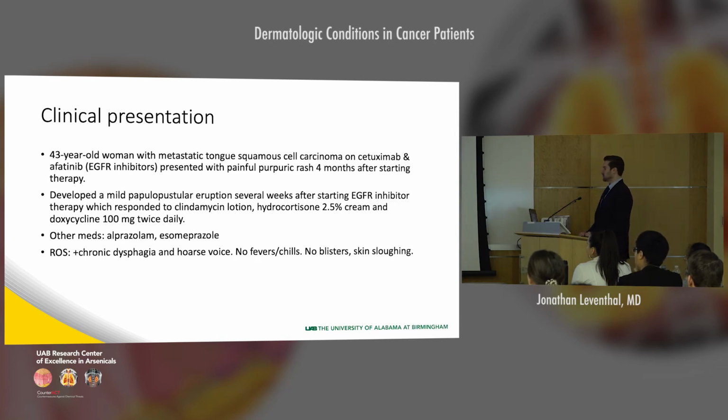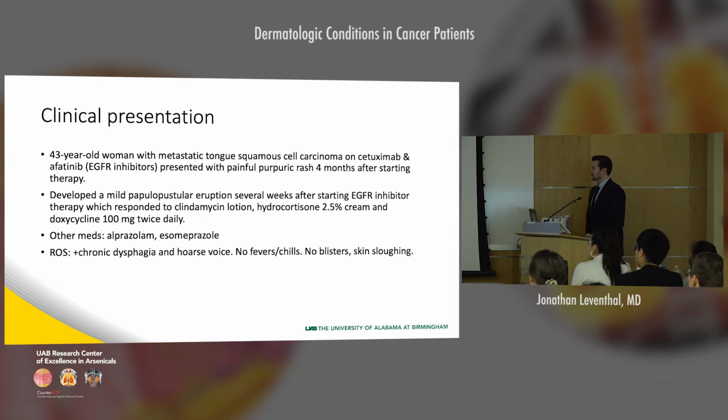So she's a 43-year-old woman with metastatic head and neck cancer, and she was on dual EGFR inhibitor therapy with cetuximab, which is infusion, and afatinib. She presented with a painful purpuric rash on her lower extremities. Interestingly, this rash developed months after being on therapy. During the first few weeks to month on therapy, she developed a more typical acneiform or papulopustular eruption, and that responded to dermatologic therapy with doxycycline.